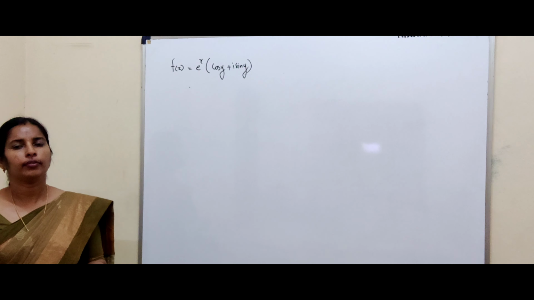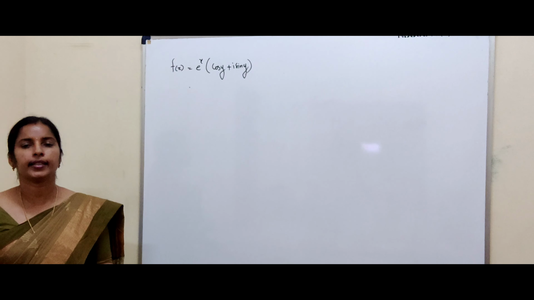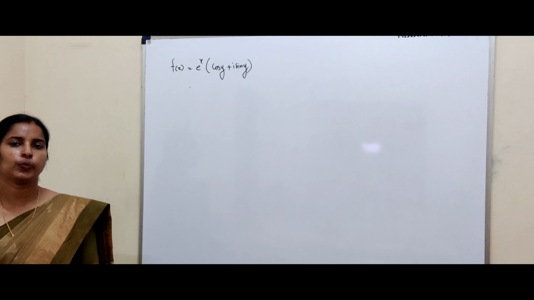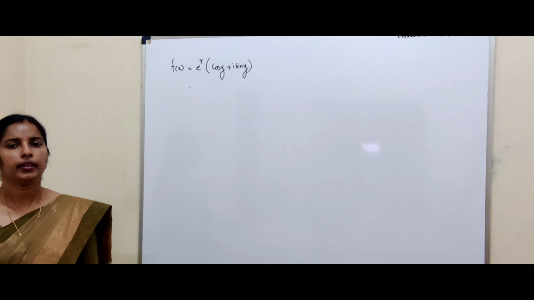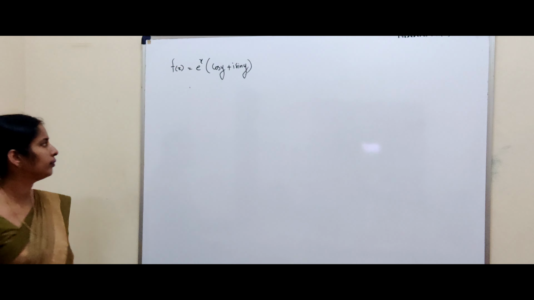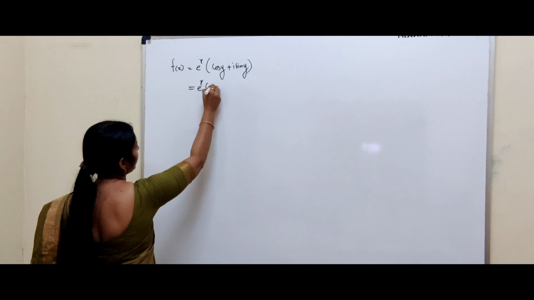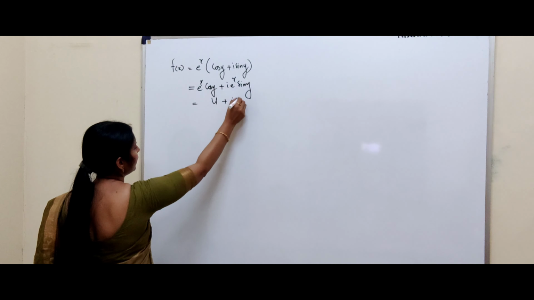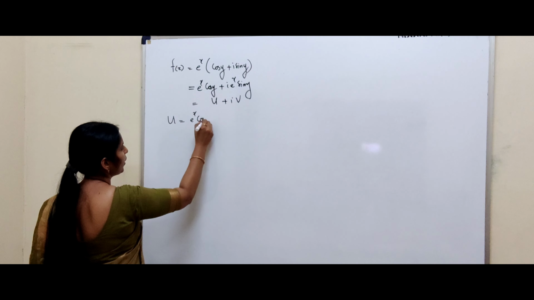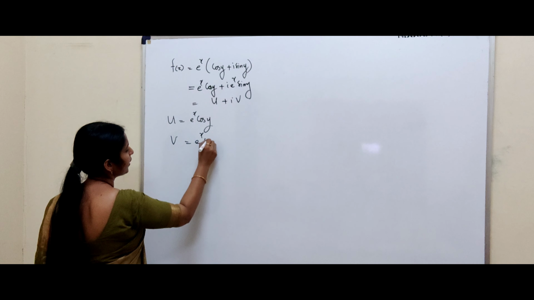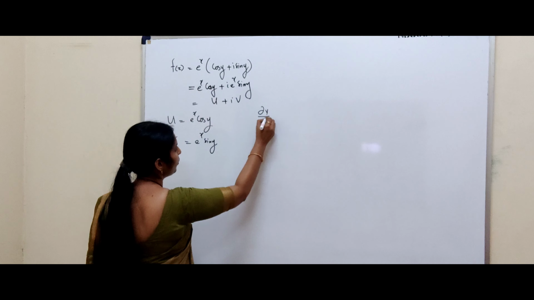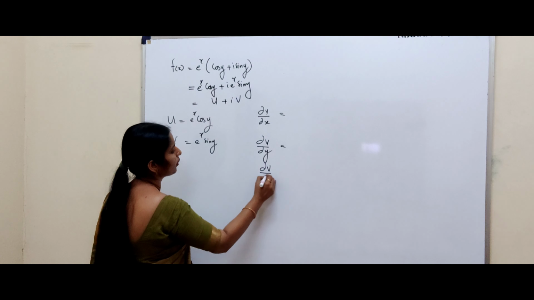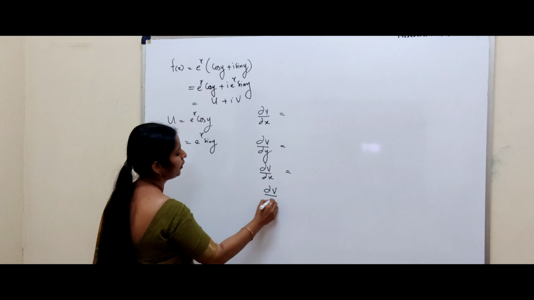Let us check whether the function f equal to e raised to x into cos y plus i sin y is analytic or not. For checking its analyticity, first we have to express it in the form u plus iv. It is already in the form u plus iv. See, it is e raised to x cos y plus i e raised to x sin y. So u is e raised to x cos y, v is e raised to x sin y. Next we have to find ∂u/∂x, ∂u/∂y, ∂v/∂x, and ∂v/∂y.